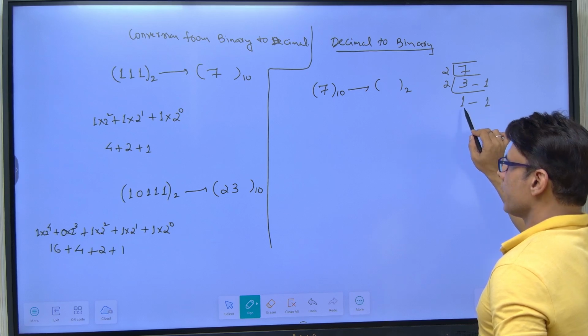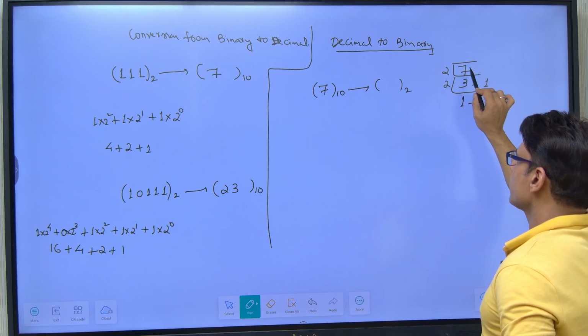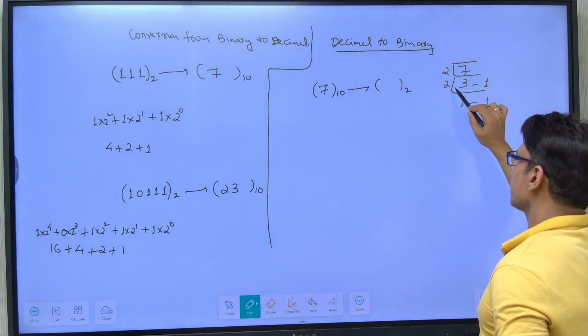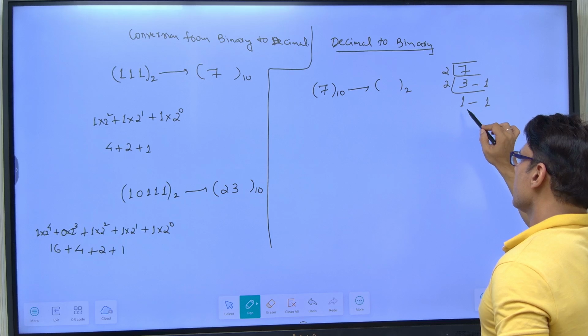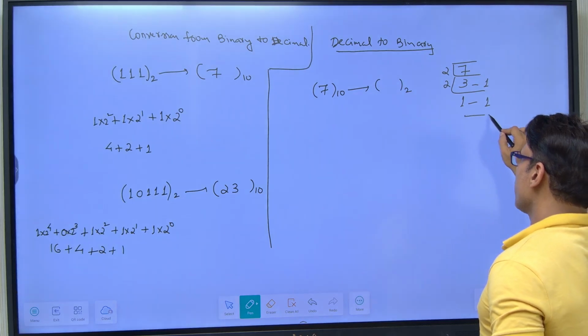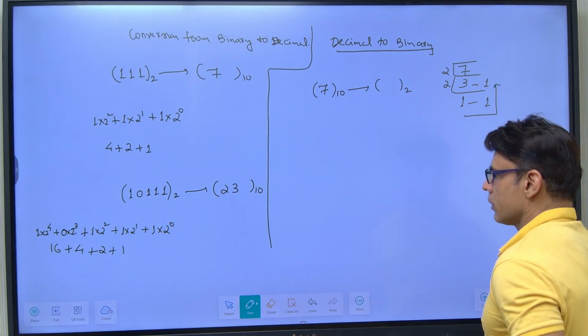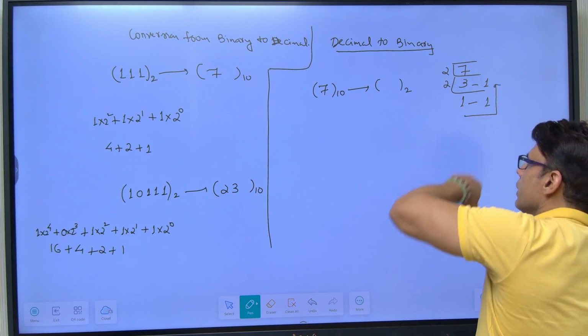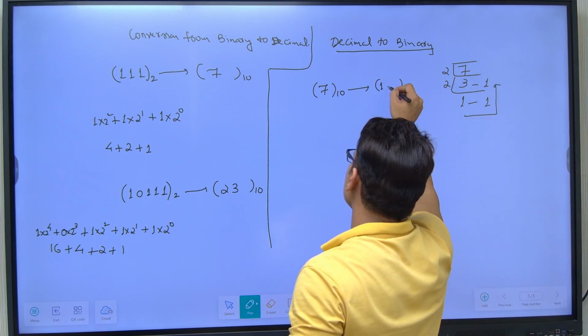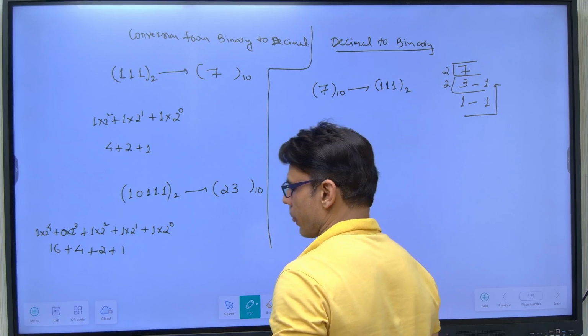After that you cannot divide this 1, right? 2 3s are 6 and the remainder is 1. Again 2 1s are 2 and the remainder is 1. And after that you cannot divide it, so you have to write it in this order, and this will be equal to 1, 1 and 1.